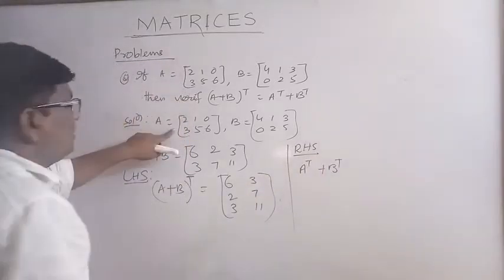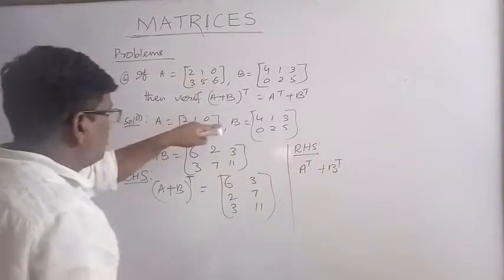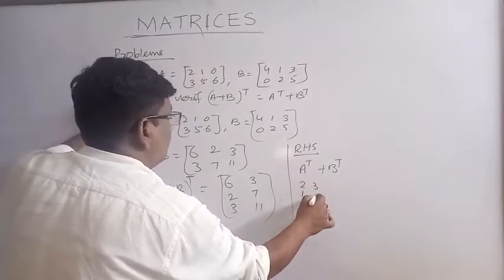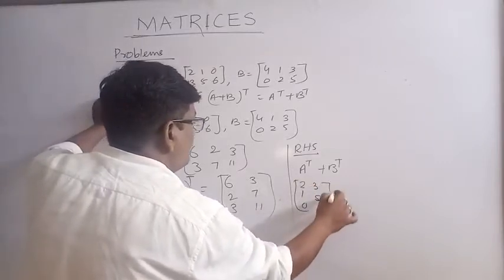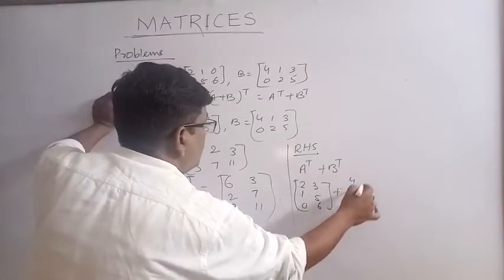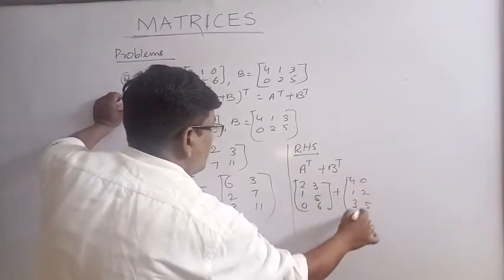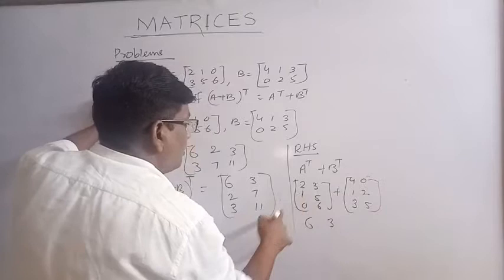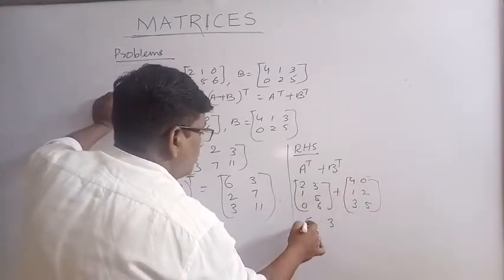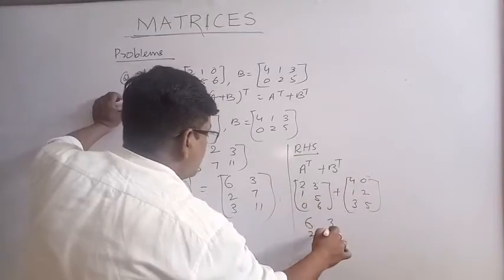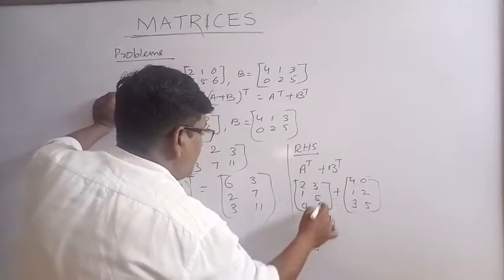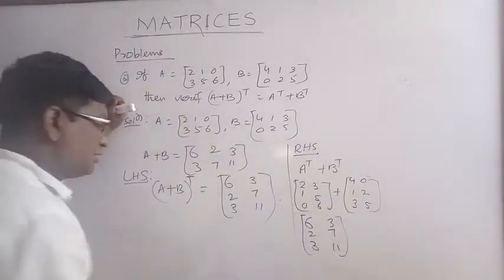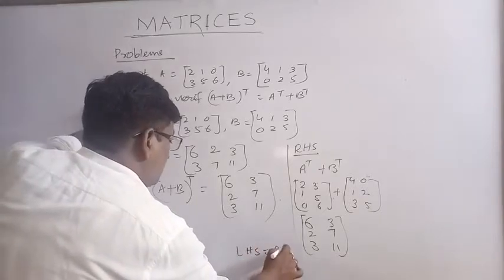What is the transpose of A? Rows become columns and columns become rows, so 2 1 0 and 3 5 6, plus B transpose, where B is 4 1 3 0 2 5. Adding: 2 plus 4 is 6, 3 plus 0 is 3, 1 plus 1 is 2, 5 plus 2 is 7, 0 plus 3 is 3, and 11. So LHS is equal to RHS.